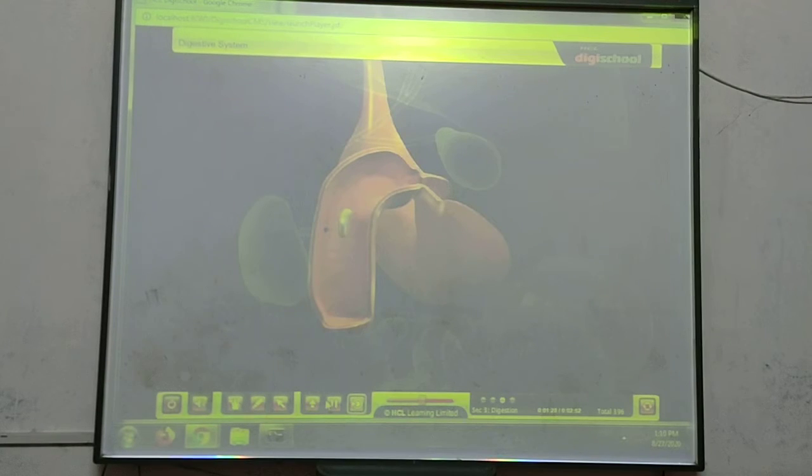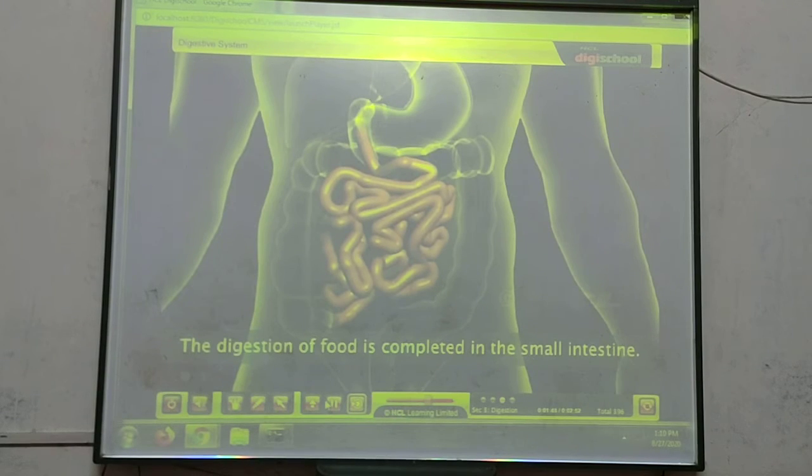The small intestine secretes digestive juices. Bile from the liver and digestive juices from the pancreas are also secreted into the small intestine. The digestion of food is completed in the small intestine.